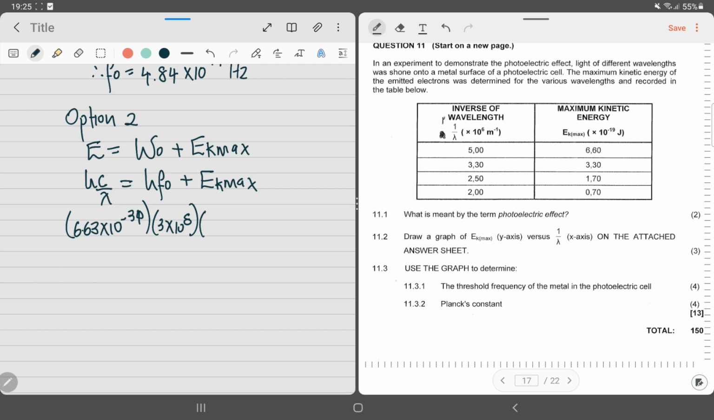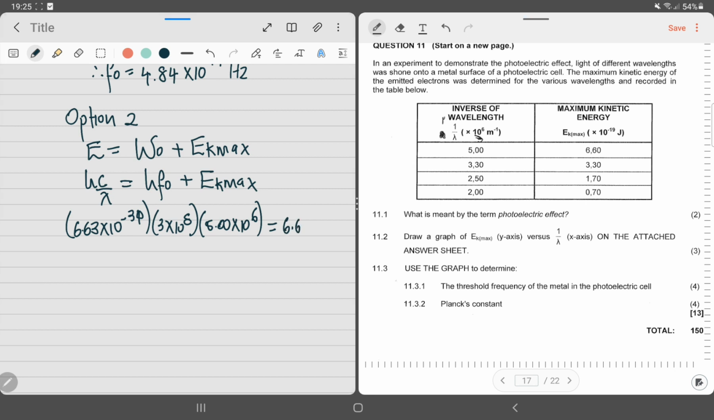So we're going to substitute. You can pick any 2 points. It means that if you choose the inverse of the wavelength, which is 2.5, you're going to choose the kinetic energy of 1.7. If you choose 5, you're going to choose 6.60, and so forth. So I'm going to choose the first one. So it's 500 times 10 to the exponent of 6, because the units are times 10 to the exponent of 6.